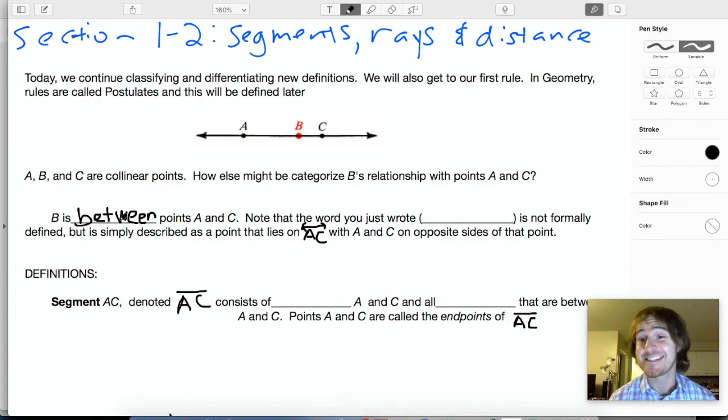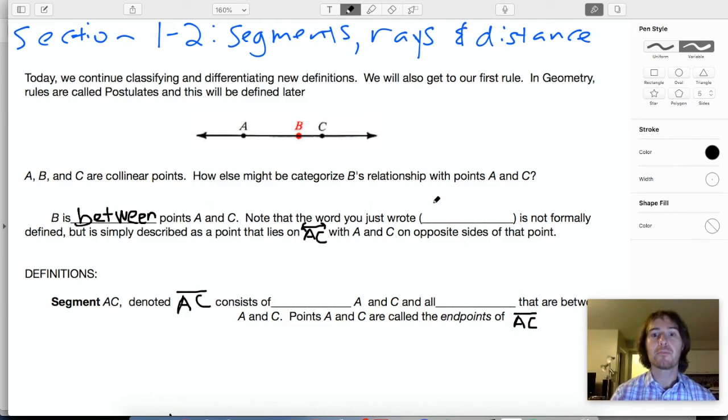Between actually isn't a definition. It's just something worth observing: when you have a point between two other points, that point is collinear with the 2 other points, and on either side of that point are the 2 other collinear points. Anyways, I said a lot of words. Maybe we should just read it here. B is between points A and C.